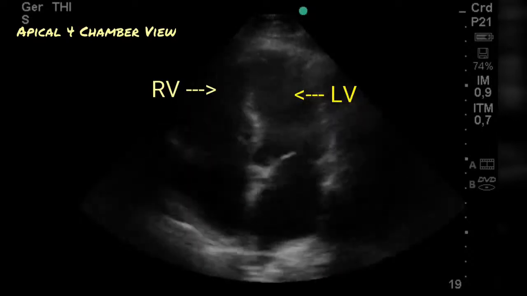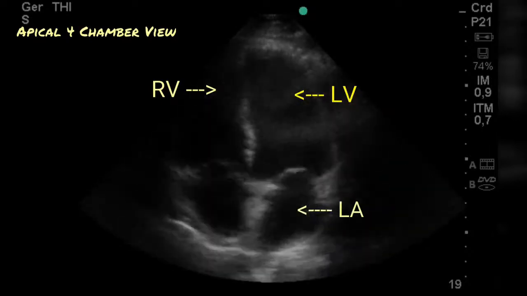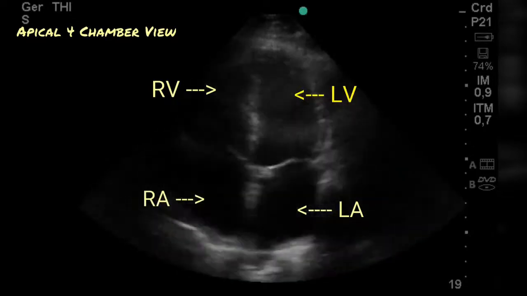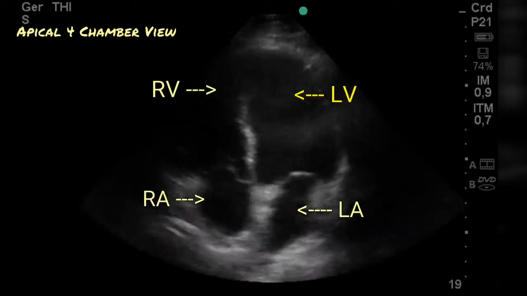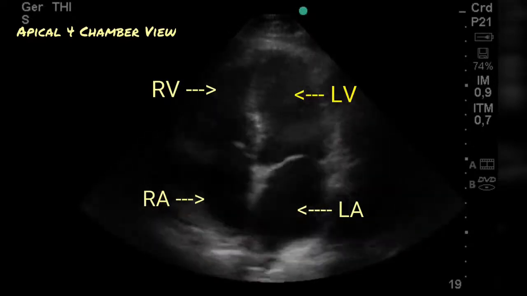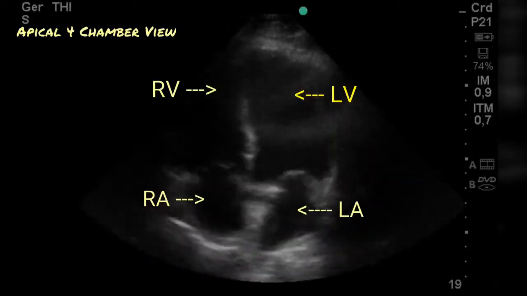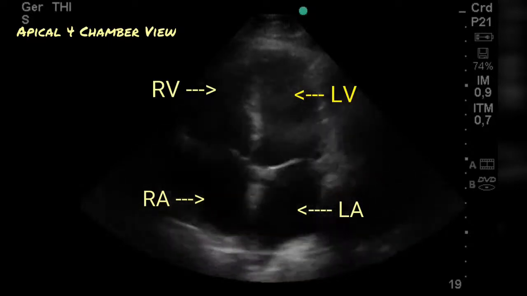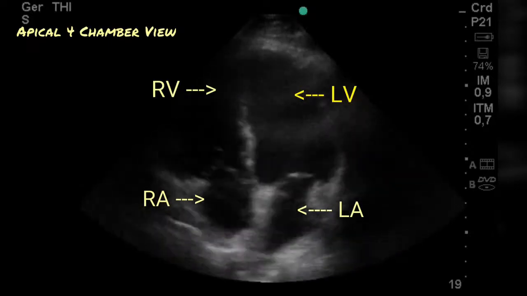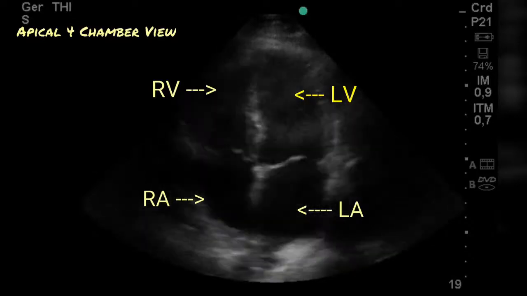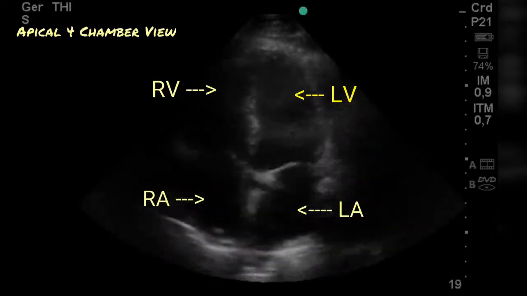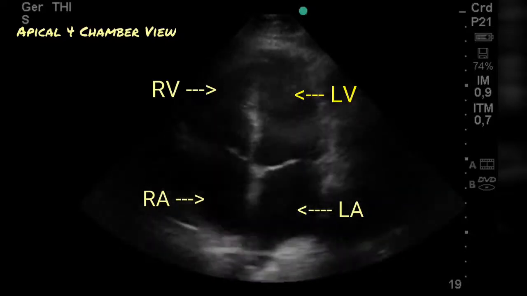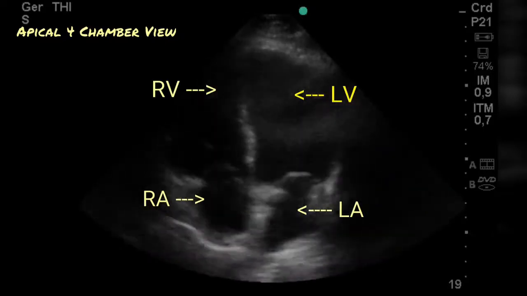After that, we can identify the left atrium just below the left ventricle and the right atrium just below the right ventricle. And after that, we can identify the mitral valve between the left ventricle and the left atrium, and the tricuspid valve between the right ventricle and the right atrium. This view is very important to assess the overall contractility of the left ventricle, and also to assess the relative size of the right ventricle compared to the left ventricle.